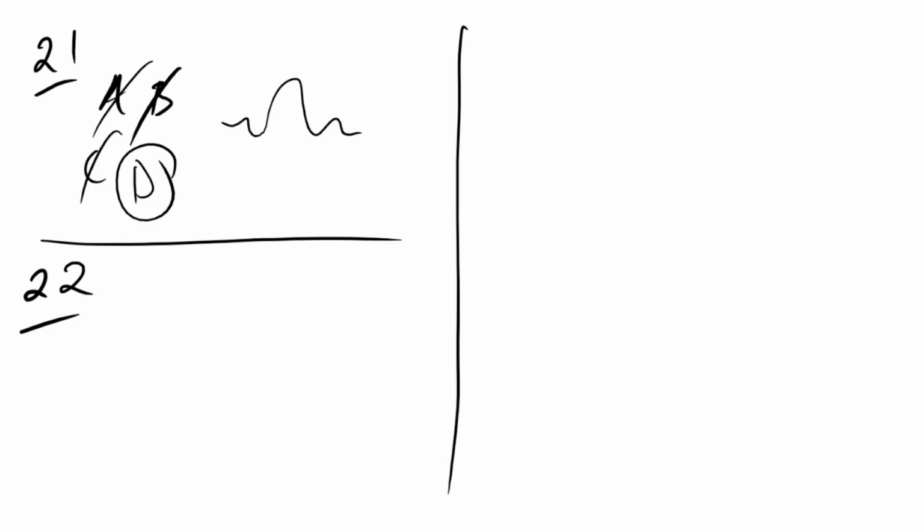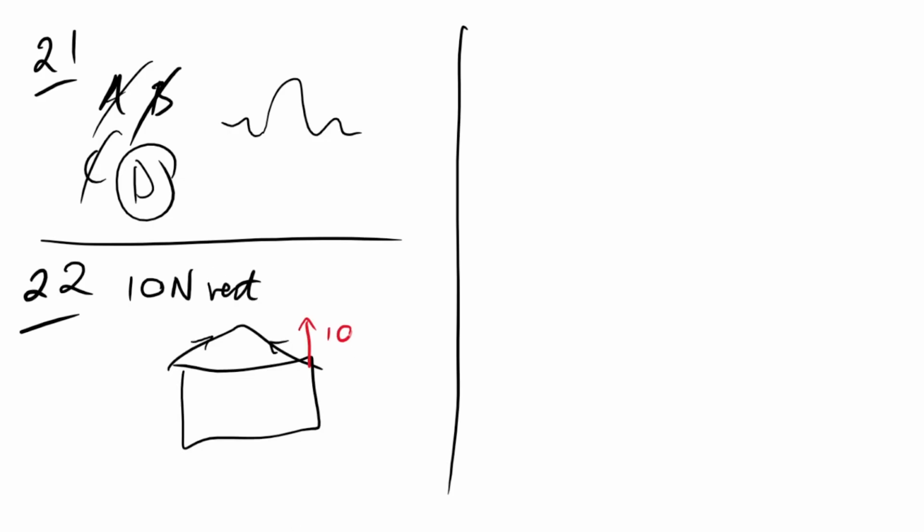Side fringes. Sounds like a haircut. What is the tension? Well, we know that each string must have 10 newtons vertically. There's our diagram, but that has to be 10 newtons there.